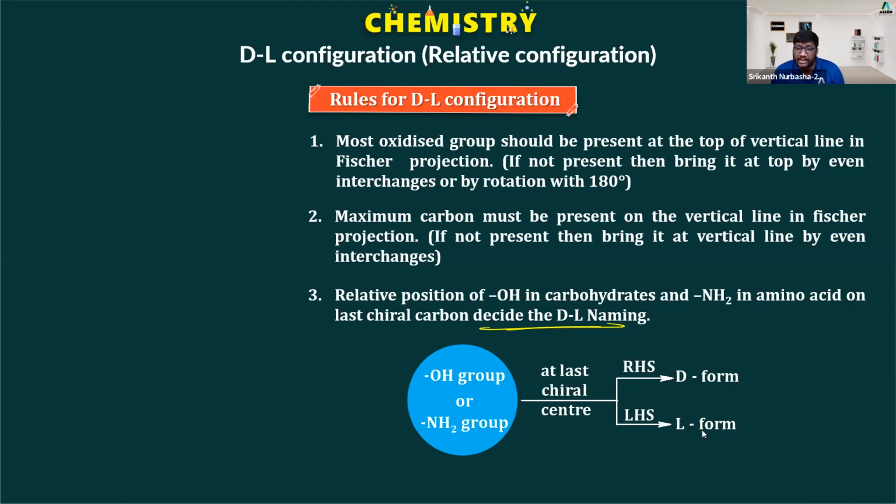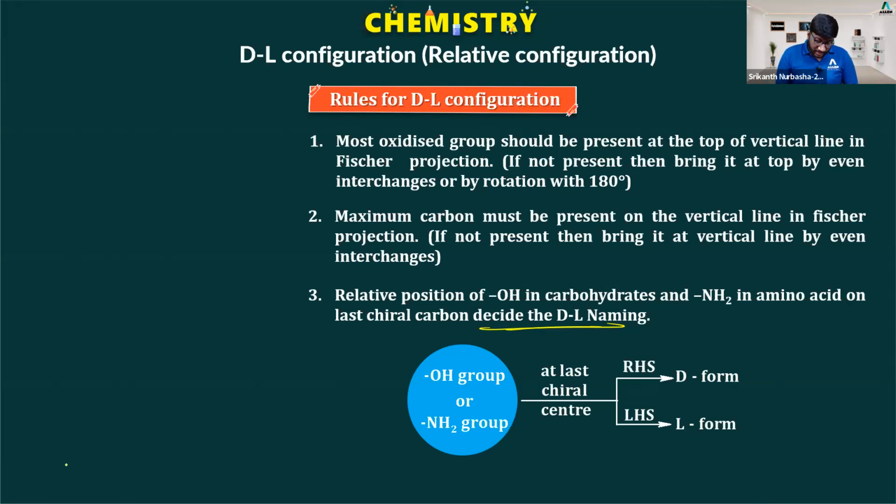Three rules are there while you are assigning D/L configuration. Rule number one is the most oxidized group. If you take glucose, whatever the CHO you have, that has to be assigned at the top. If any molecule like a carbohydrate or amino acid is given to you, you have to keep the most oxidized carbon at the top, then the maximum number of carbons in the vertical line, and then look at the relative position of OH or NH2. If OH or NH2 are on the right hand side, then it is D. If they are on the left hand side, they are said to be L. We have to look at the last chiral carbon.